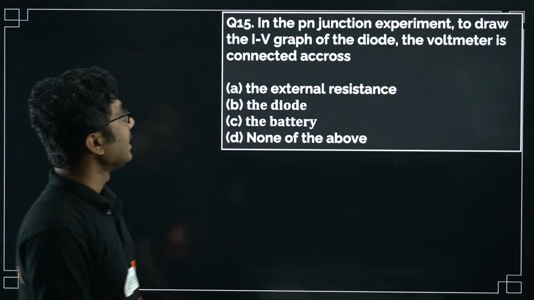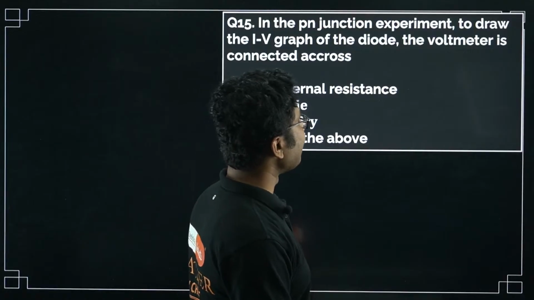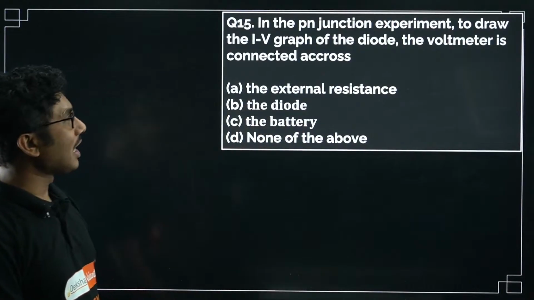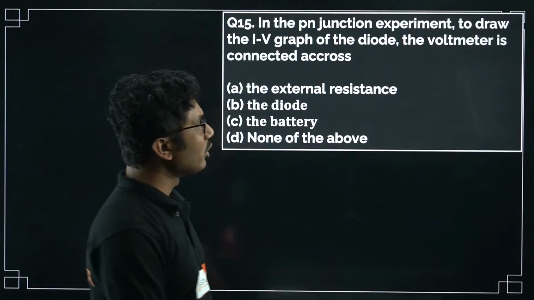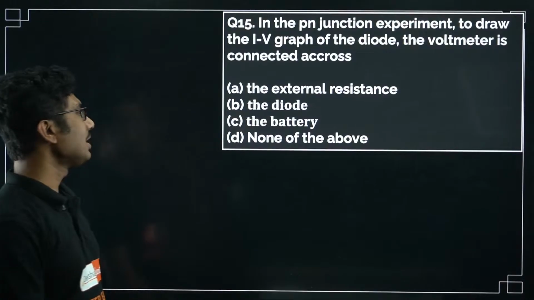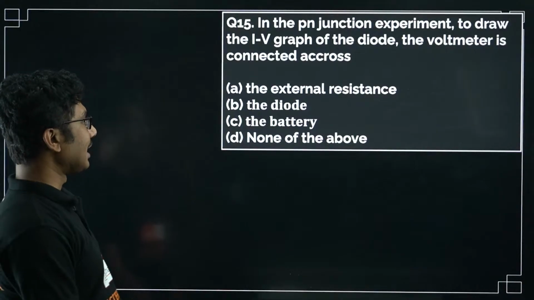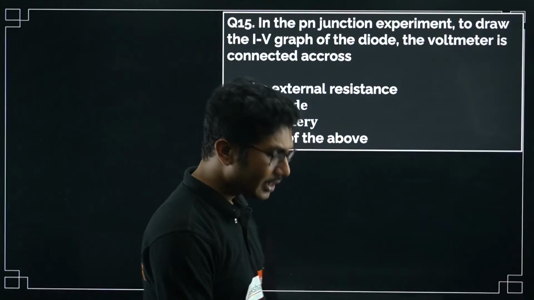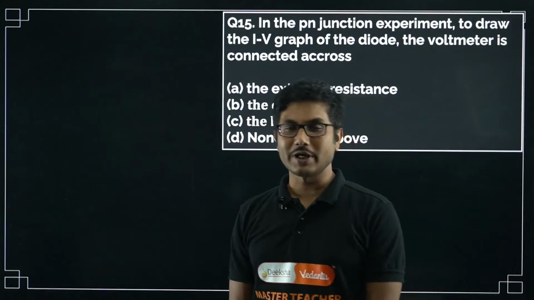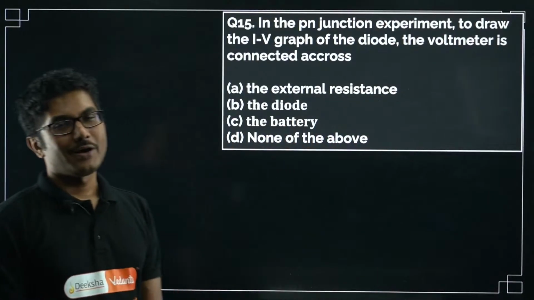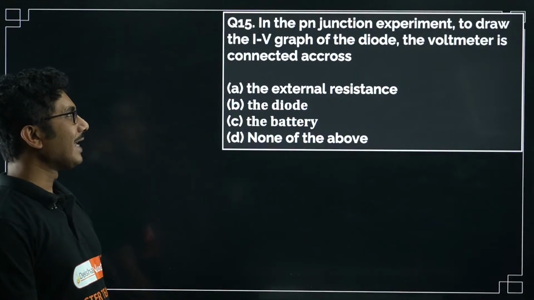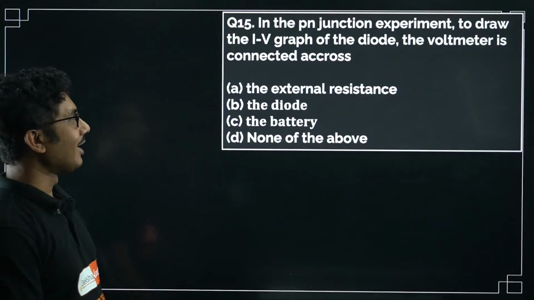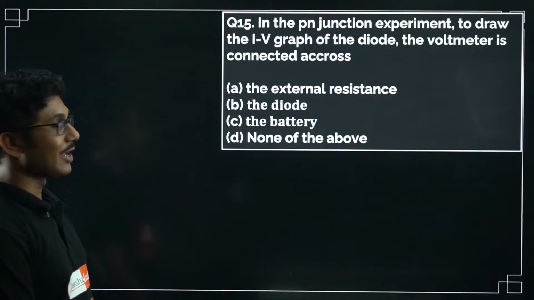Next question: in the PN junction experiment, to draw the IV graph of the diode, the voltmeter is connected across the external resistance, the diode, the battery, none of the above. If you have performed this experiment, you can answer this. Where do we connect the voltmeter while performing the experiment for the IV graph of the diode?